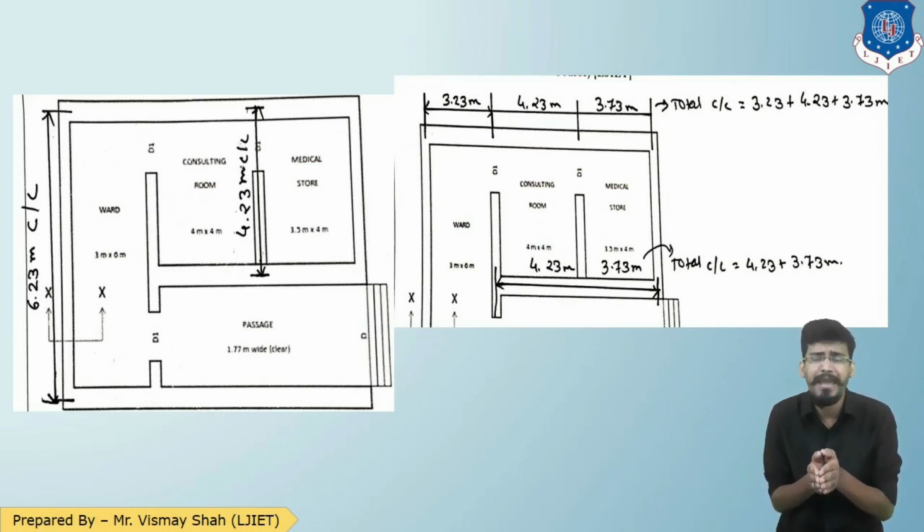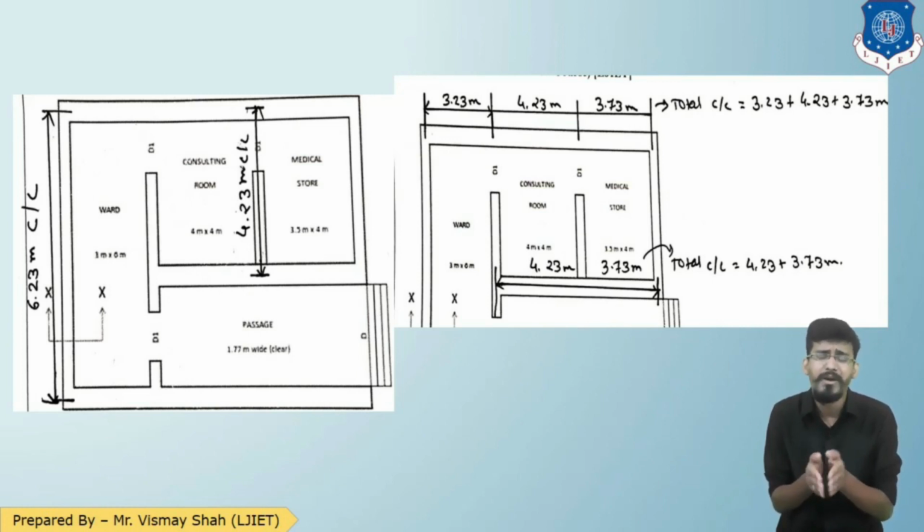Now there is also a vertical wall between the medical store and consulting room. The vertical dimension of that wall is 4 meter, so the center to center dimension will be 4.23 meter. So this is how we get the total center to center distances of all the walls appearing in the vertical direction.